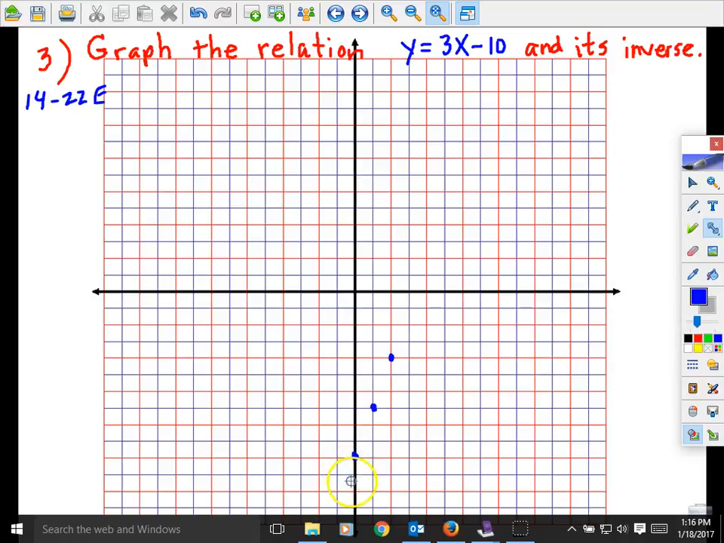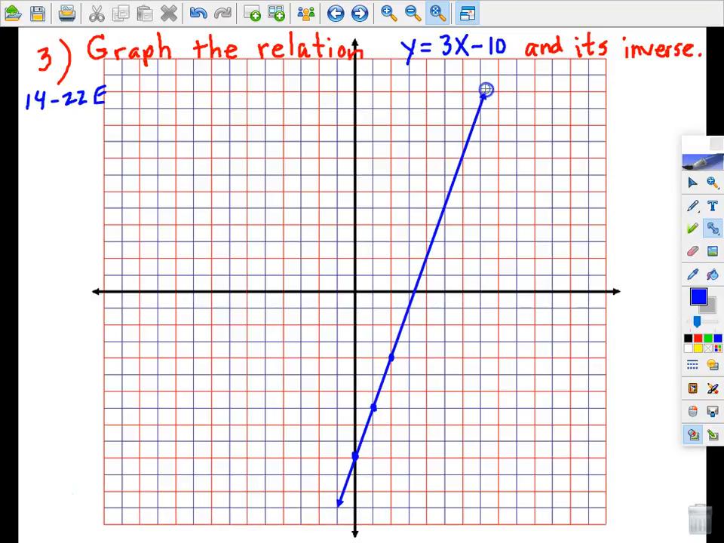Okay, so let's see. Here is the graph of the equation y equals 3x minus 10. Graphing the inverse from this is really a pretty simple process, because if you go back to my first slide, I said that if you have a relation, which is just a set of ordered pairs, then to find the inverse, you just switch the x, y coordinates.